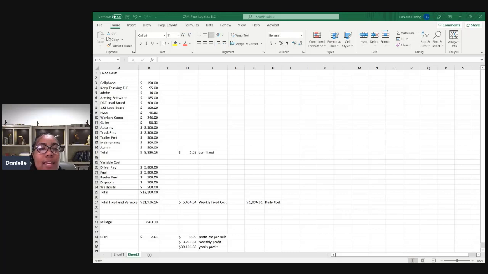Also trailer payment. Again, he owned the trailer outright, so you pay yourself back. But if you do have a truck payment and you do have a trailer payment, this would go there.